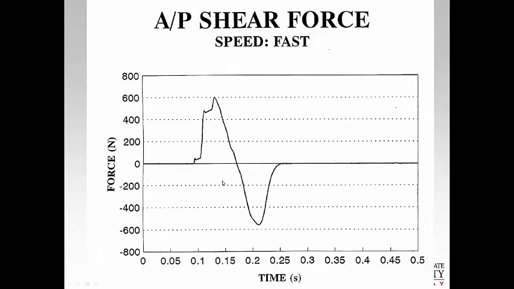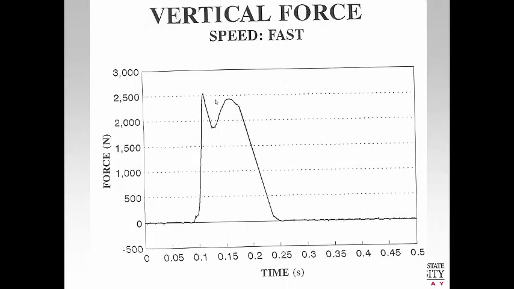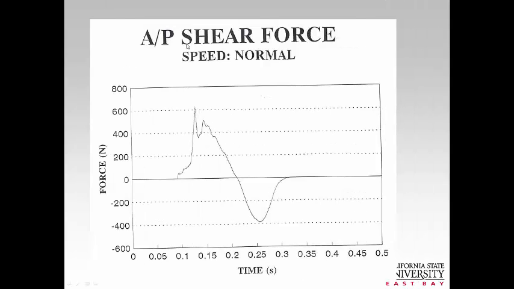And here's the braking and propulsion graph for the same runner running fast. So they had a 600 newton force applied against them. And so let's compare that. The heel strike transient was about 600, but the main braking force was in the 500s, so it was a little lower.